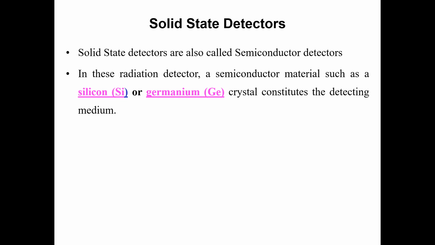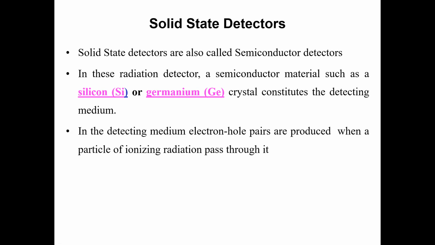The semiconductor material constitutes the detecting medium. I mean, it's the main part, just like we mentioned in the previous detectors that we are using some sort of materials. So here we say that in solid state detectors, normally we utilize the crystal. The main materials being utilized are silicon or germanium crystals. We are saying that these mainly constitute the detecting medium. The electron hole pairs are produced when a particle of the ionizing radiation passes through it.